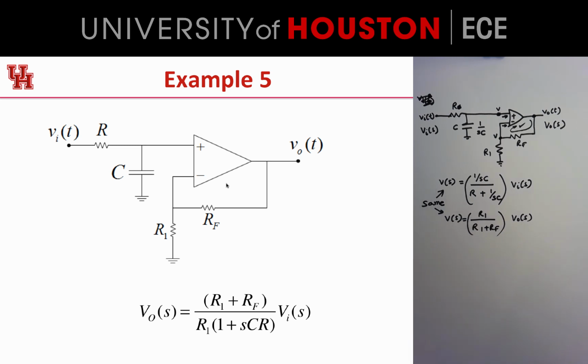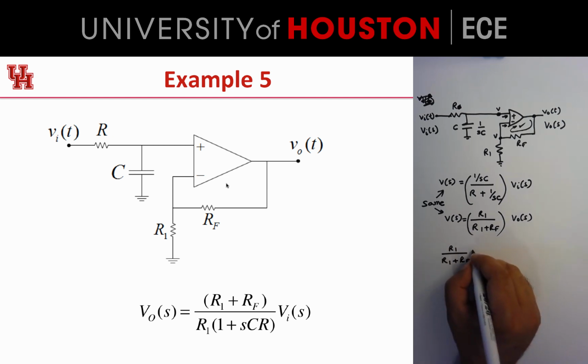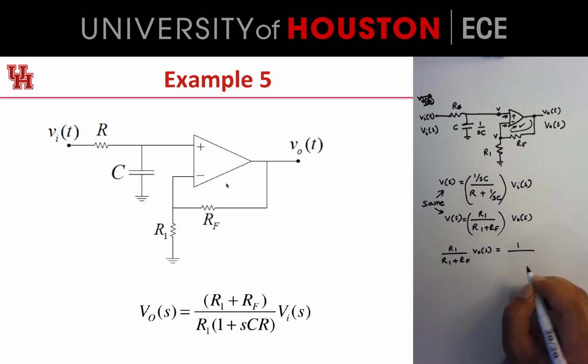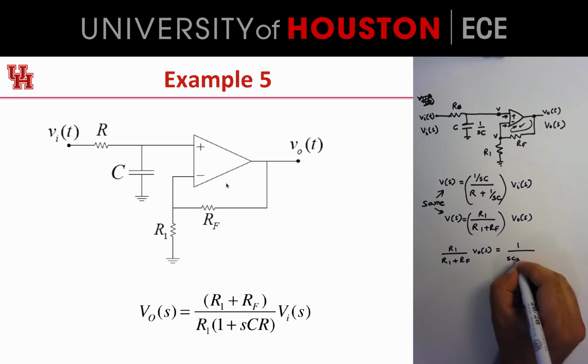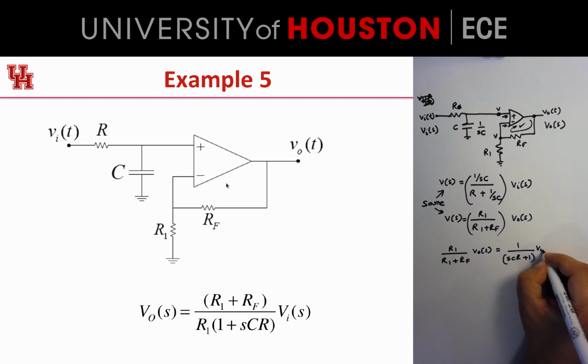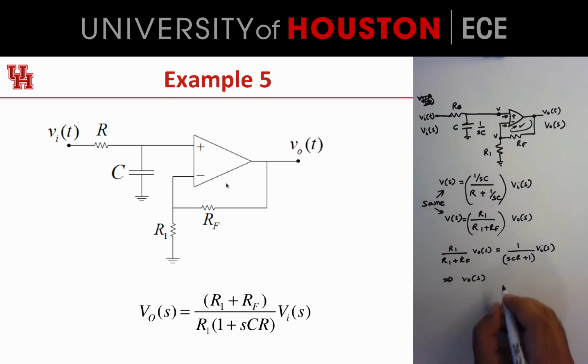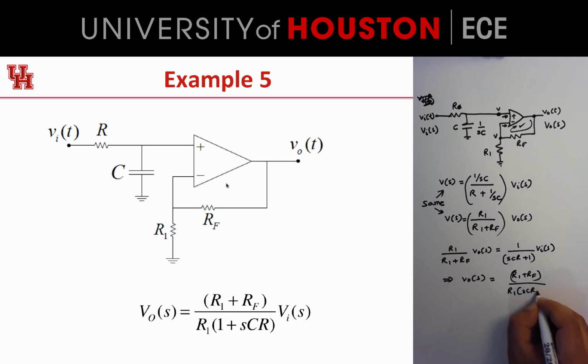So R1 divided by R1 plus RF times Vo of S equals, I'll multiply this top and bottom by SC, so I get 1 over SCR plus 1 times Vi of S. This implies that Vo of S equals R1 plus RF, I'm going to take this to the side, I'm going to take this to the new denominator, R1 times SCR plus 1, times V input of S. Voila, that's all there is to it.